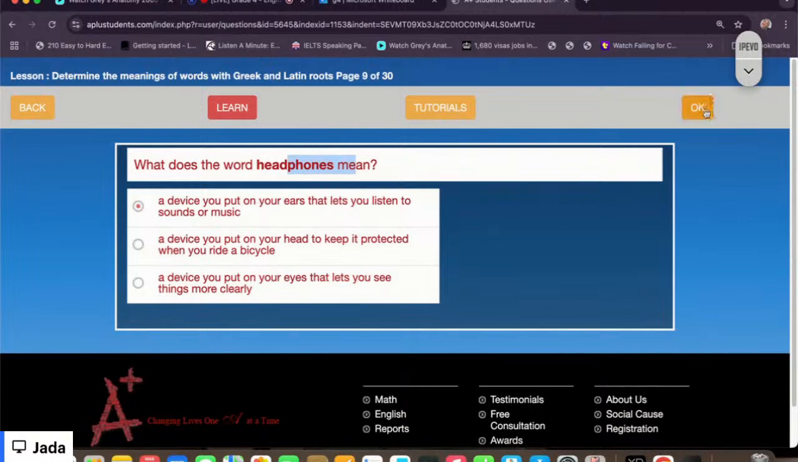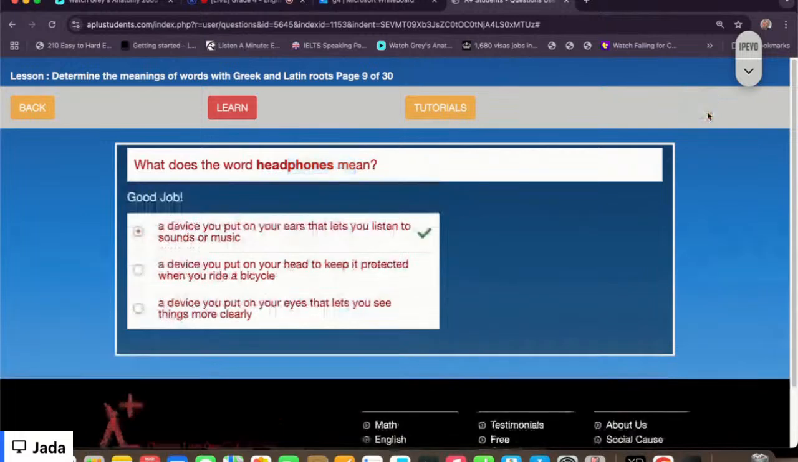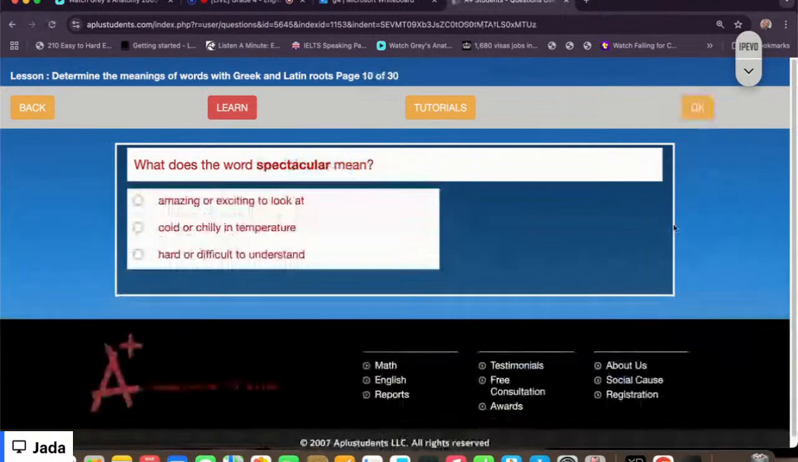All right, so it's going to be a device you put on your ears that lets you listen to sounds or music. All right, so that's it for our lesson on the Greek and Latin roots. If you haven't done this before, you have to make sure you complete this lesson later on. Before we finish, do you have any question concerning this lesson or not?